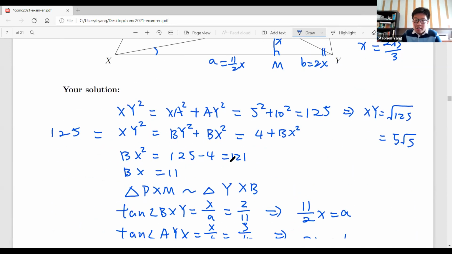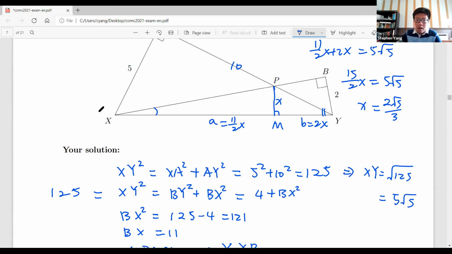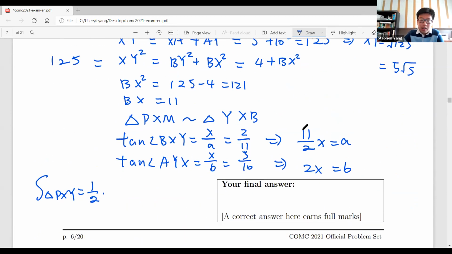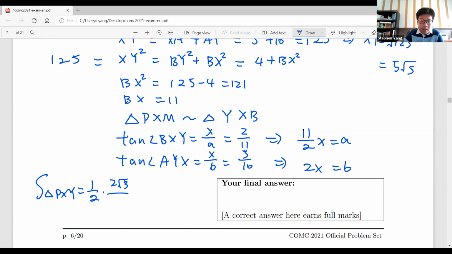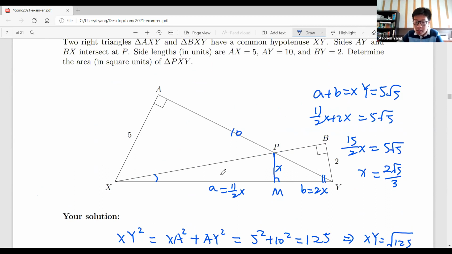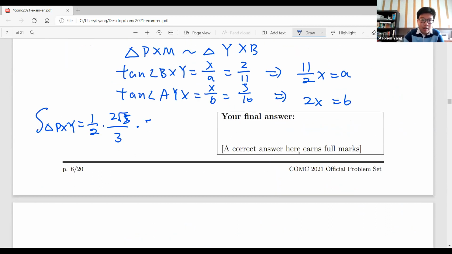Okay, so we have found x. So the area of triangle PXY is just 1/2 times the height. The height is x, which is 2 times square root of 5 over 3, and then times the base, that's XY, so that is 5 square root of 5. So then the 2 cancels out, and then 5 square root of 5 times square root of 5 over 3 is equal to 25 over 3. So our answer should be 25 over 3.